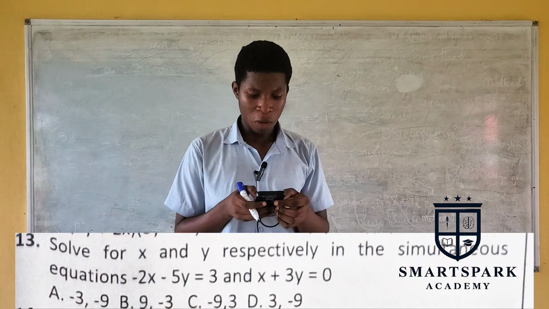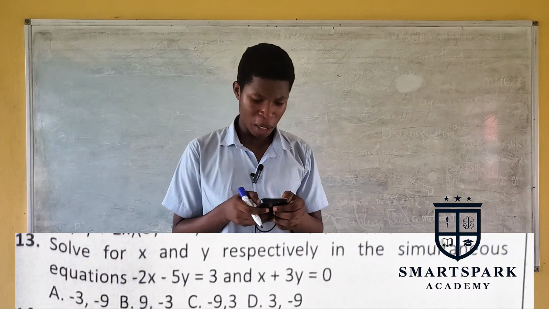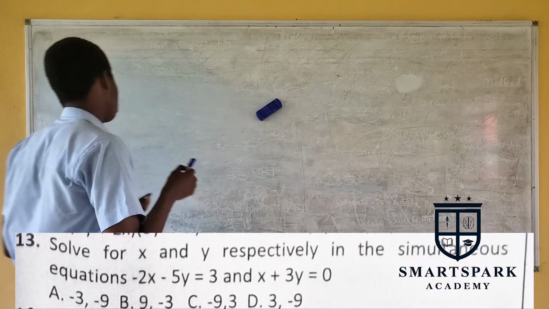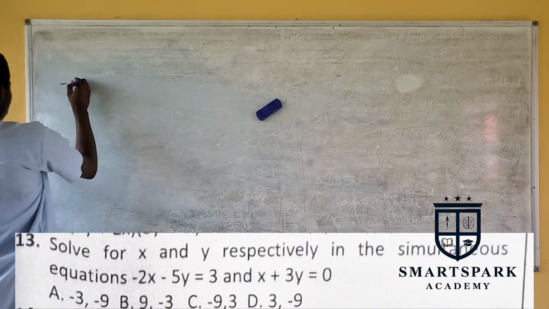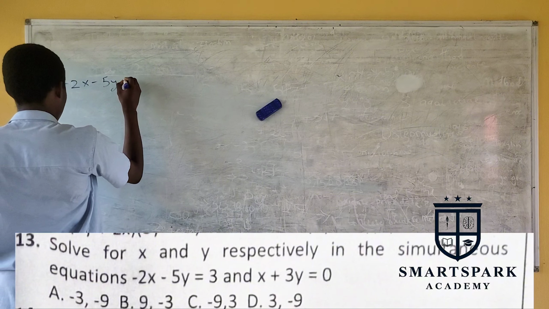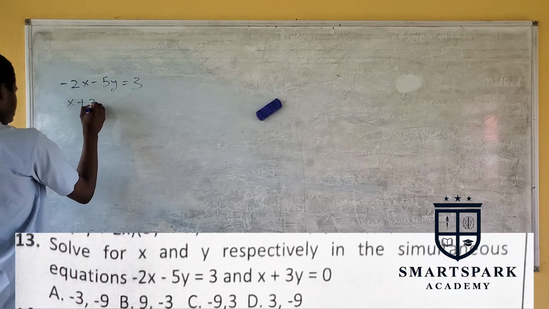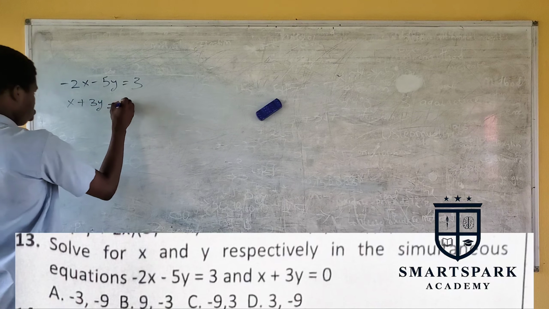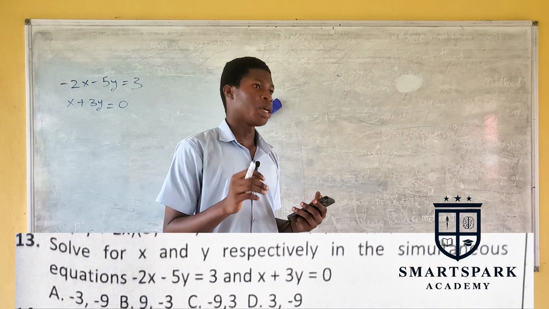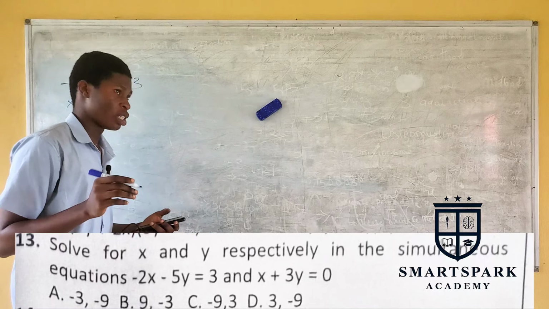Question 13 says, solve for x and y respectively in the simultaneous equations minus 2x minus 5y equals 3 and x plus 3y equals 0. We write out all our parameters. It depends on the method that is faster for you. You can use a substitution method or an elimination method, but I prefer the substitution method because it's faster in exam conditions.